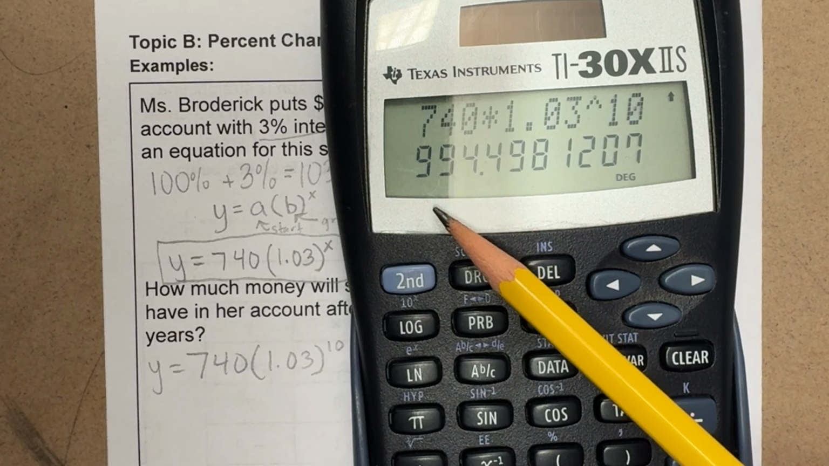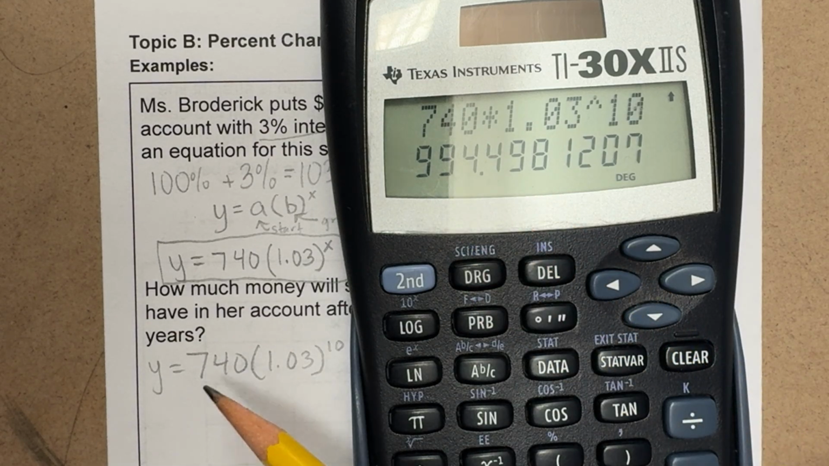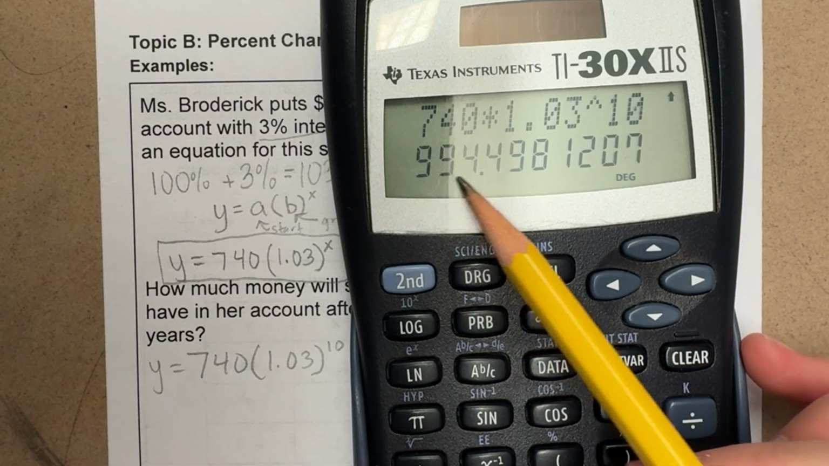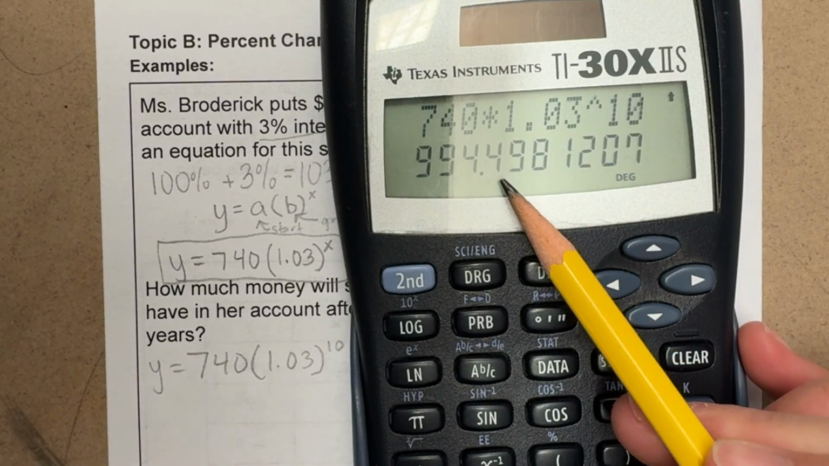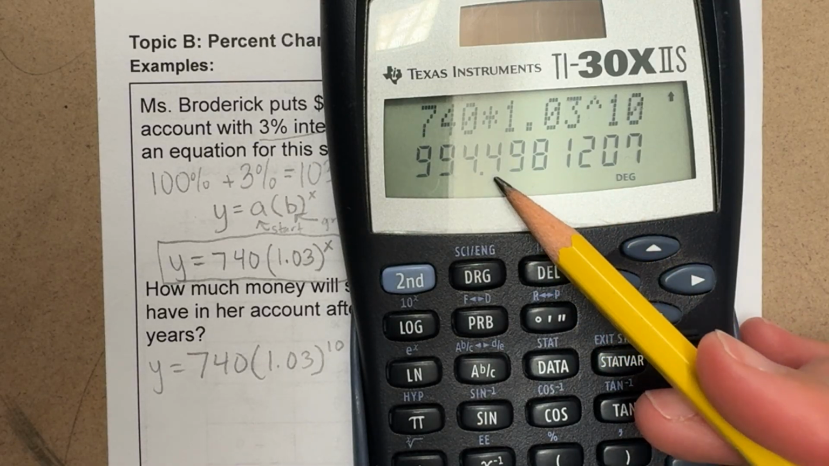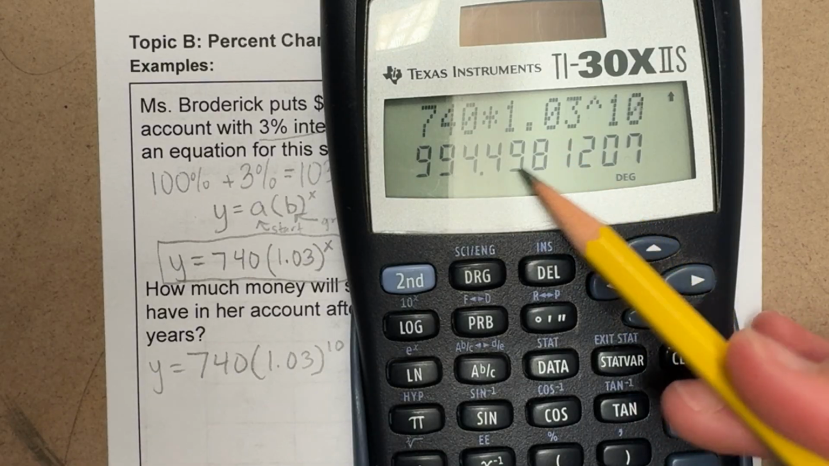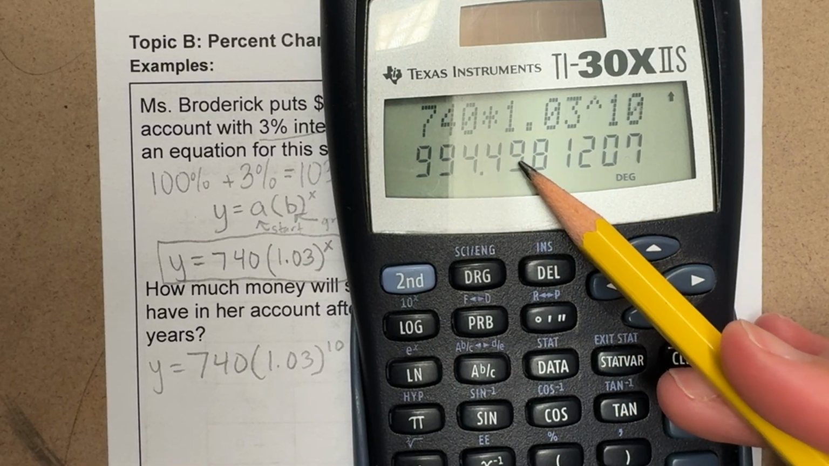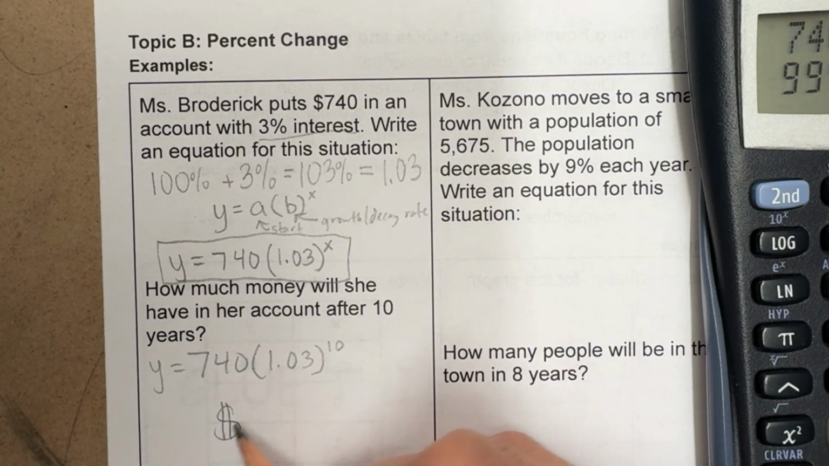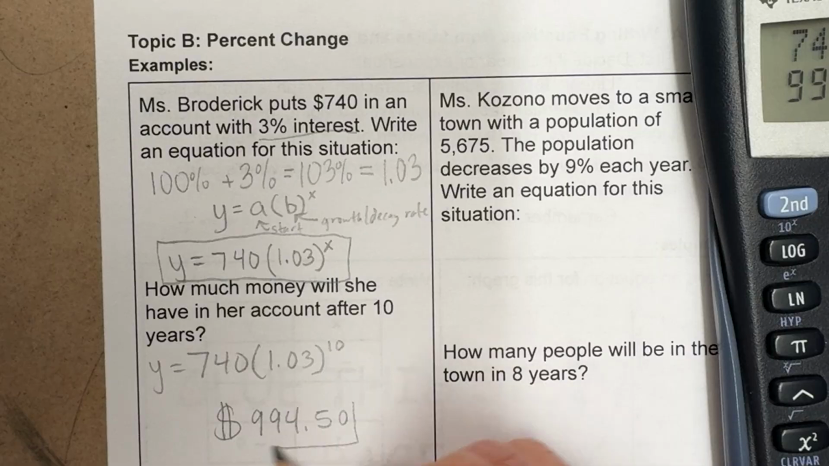It shouldn't say $1 bazillion, and it shouldn't say anything less. We know we're gaining money. It shouldn't say anything less than 740 either. Okay, but this says $994. Now look, hey, rounding is tricky. On the test it's going to be multiple choice. You won't have to worry about rounding, but take a look. This is 0.49. This 8 rounds the 9 up, so this 49 becomes 50. So this becomes $994.50.